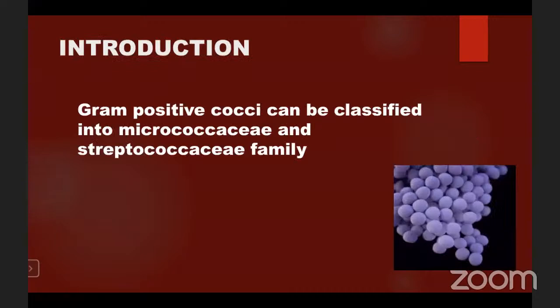Topic for today's session is Staphylococcus. First one is the introduction. Staphylococcus is a gram-positive cocci. It is classified into two families, Micrococcaceae family and Streptococcaceae family.